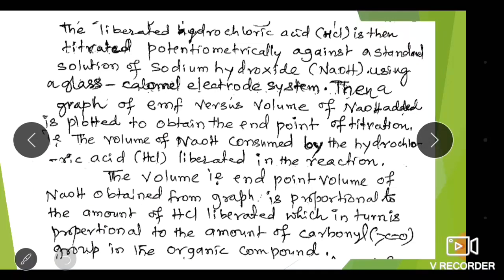Then the liberated hydrochloric acid, HCl, is titrated potentiometrically against the standard solution of sodium hydroxide, NaOH, using a glass calomel electrode system. Then a graph of EMF versus volume of NaOH added is plotted to obtain the end point of titration. The volume of NaOH consumed by the hydrochloric acid liberated, the end point volume obtained from the graph, is proportional to the amount of HCl liberated, which in turn is proportional to the amount of carbonyl group in the organic compound.